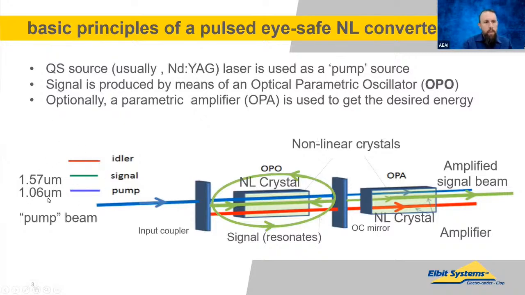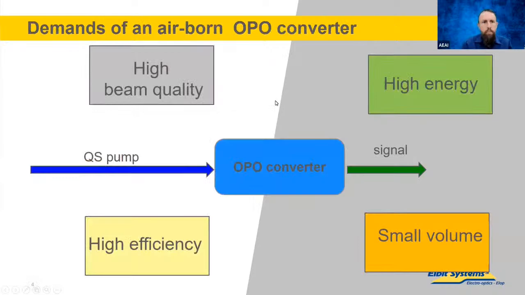In the case of an eye-safe source, we have three wavelengths. One of them is, as we said, the 1064 nm Nd:YAG pump source. It is the eye-safe or signal wavelength which oscillates in the OPO, and there's an additional idler wavelength which is also a part of the nonlinear process, a byproduct.